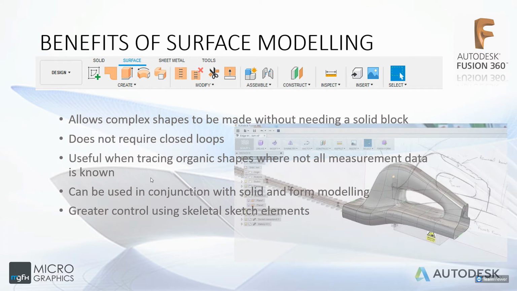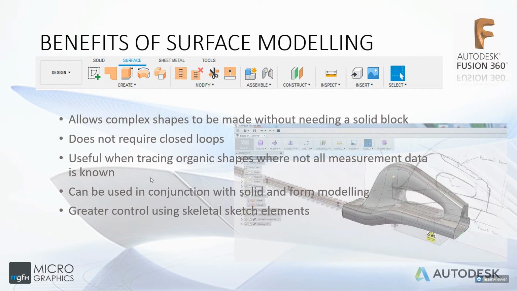We must also remember that surface modeling can be used in conjunction with solid and form modeling. Just because you've made a surface body doesn't mean that it has to stay within the Surface tab. You can go back to the Solid tab, create cuts, create solids, create joins, and merge the two and get the exact shape that you're looking for.